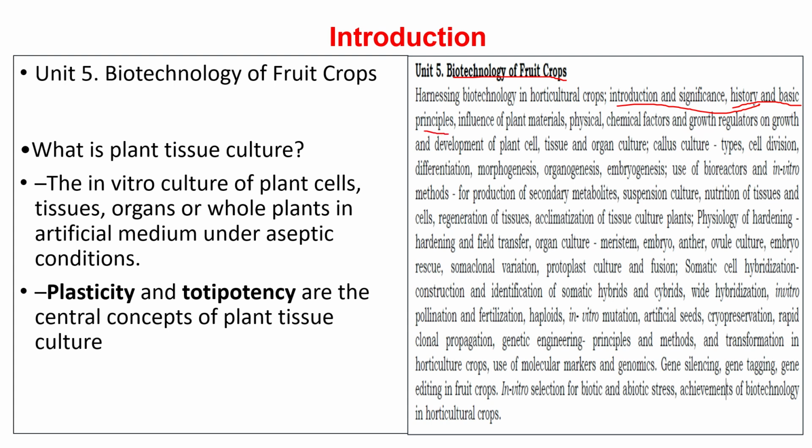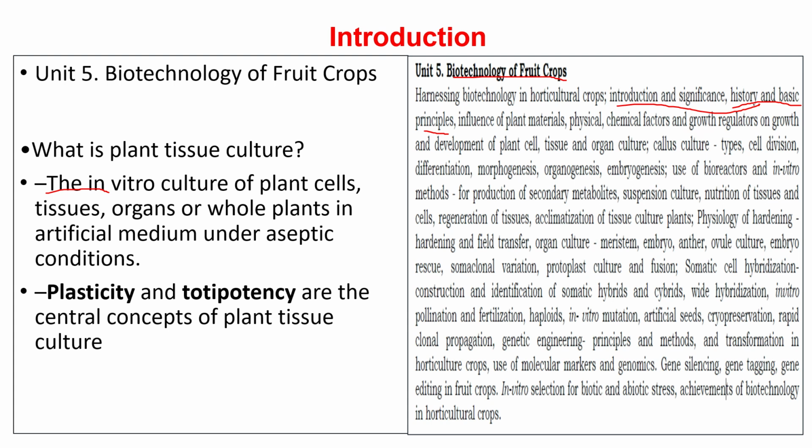So what is plant tissue culture? Basically, in plant tissue culture, we will be culturing cells, tissues or organs or even whole plants in an artificial growing medium under aseptic conditions. That is what is done in plant tissue culture. So here you can see the definition: the in vitro culture of plant cells, tissues, organs or whole plants in artificial medium under aseptic conditions.